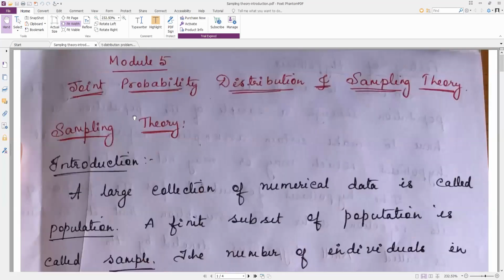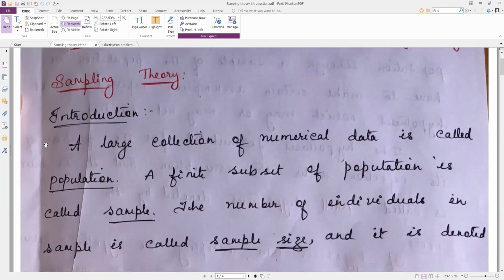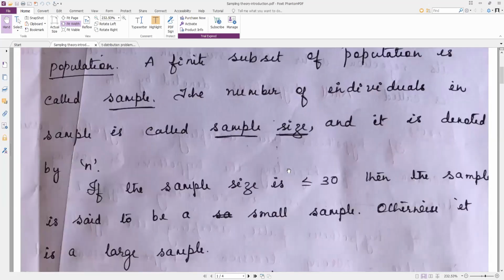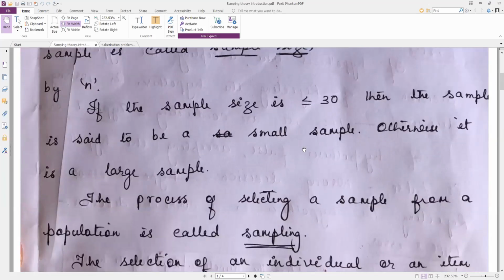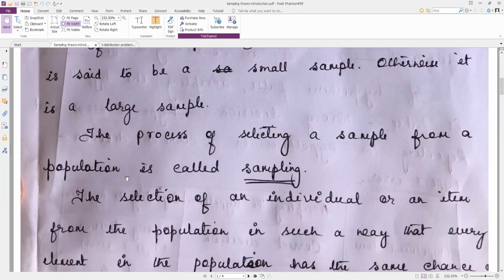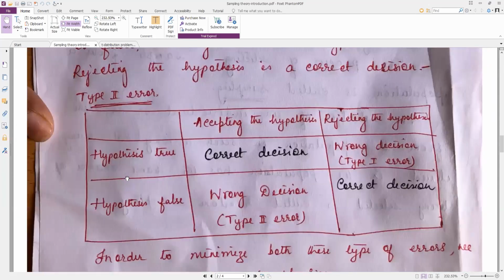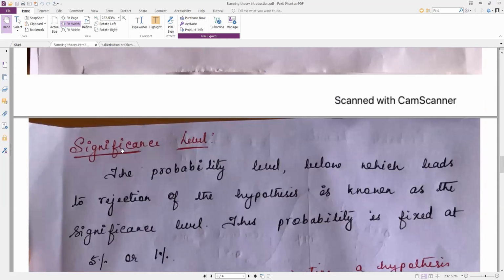Hello students, we were in module 5, joint probability distribution and sampling theory. In the last recording, we have seen what you mean by sampling and what you mean by sample size. If the sample size is less than or equal to 30, then it is said to be a small sample, otherwise it is a large sample. All those things we have seen in the last recording.